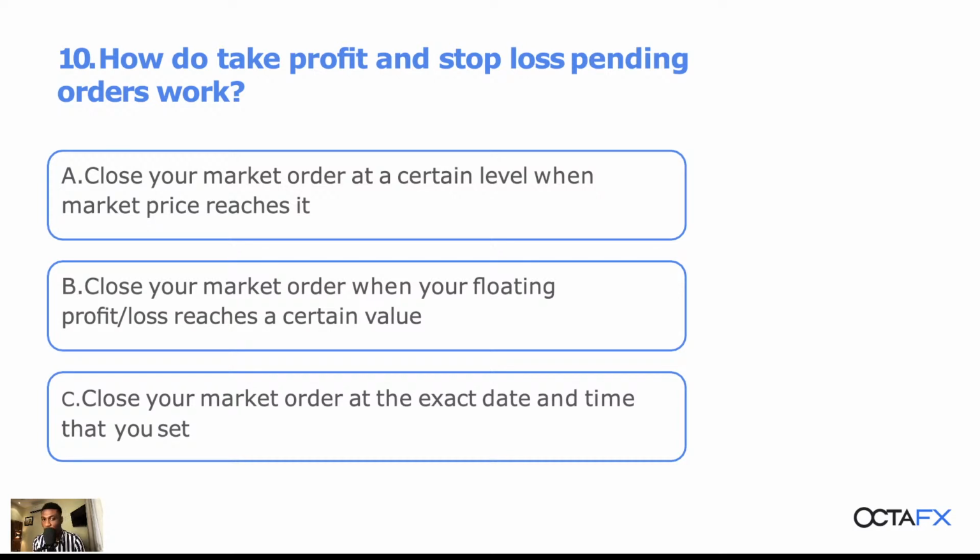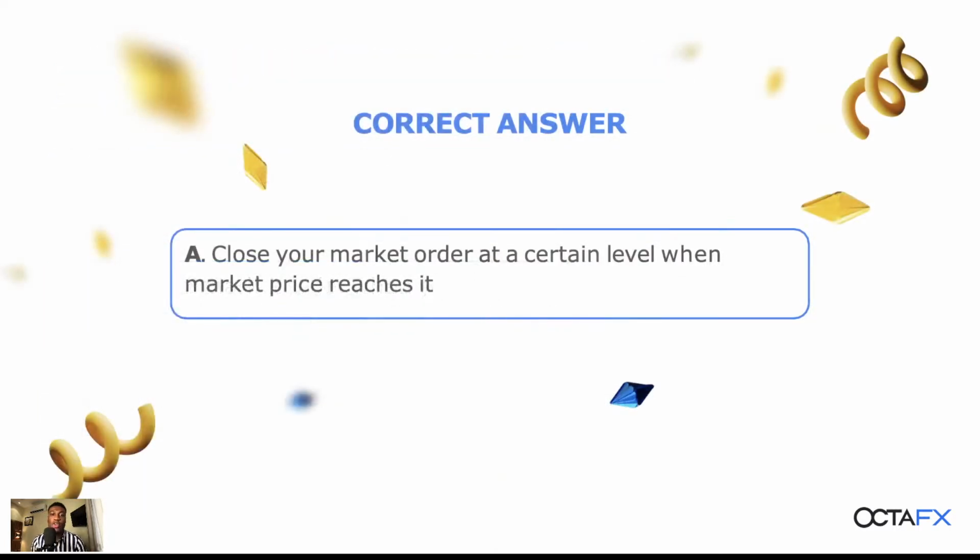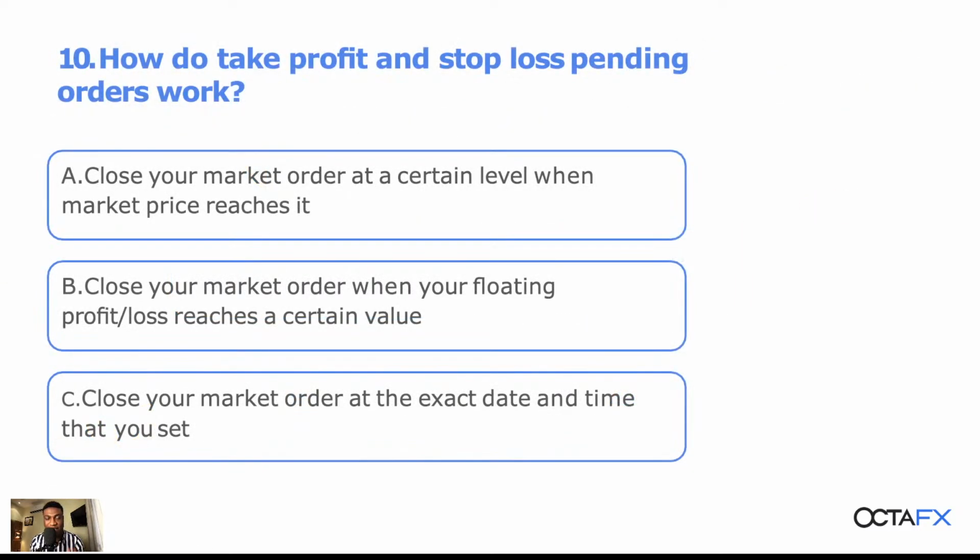Only one can be correct, guys. Is it A, B, or C? Let's find out. The correct answer for number 10 is A. Close your market order at a certain level when price reaches it. That is the correct answer for number 10.